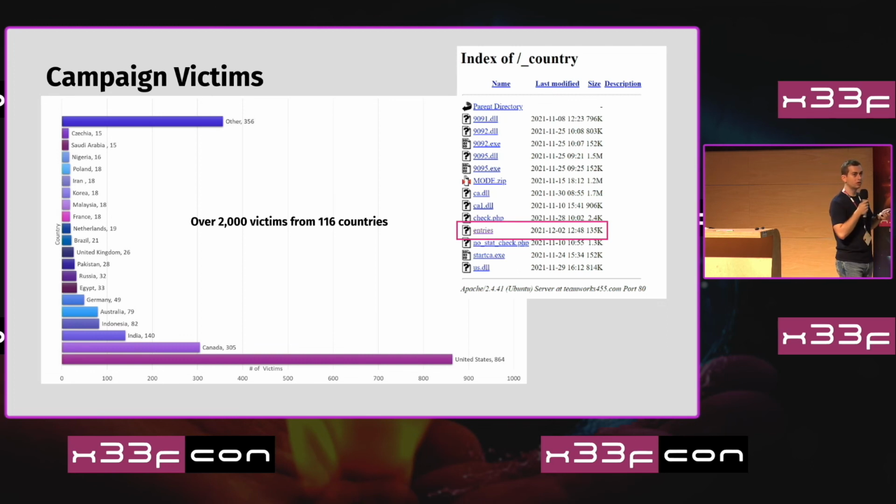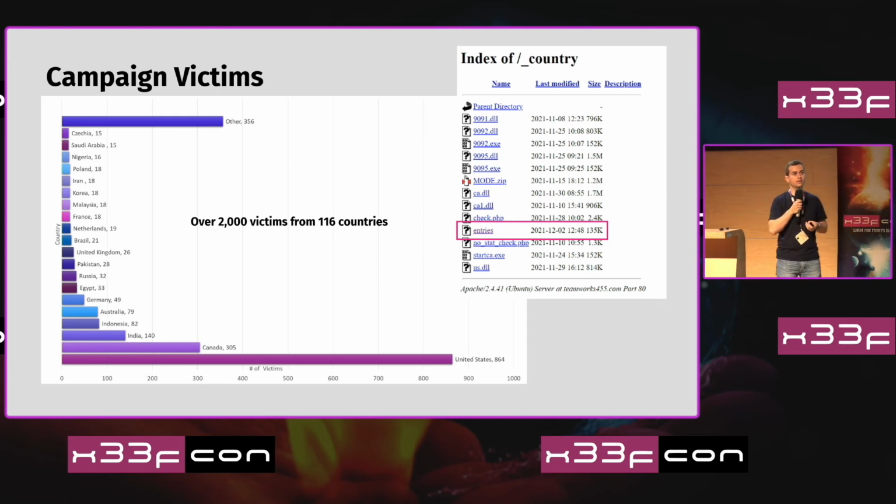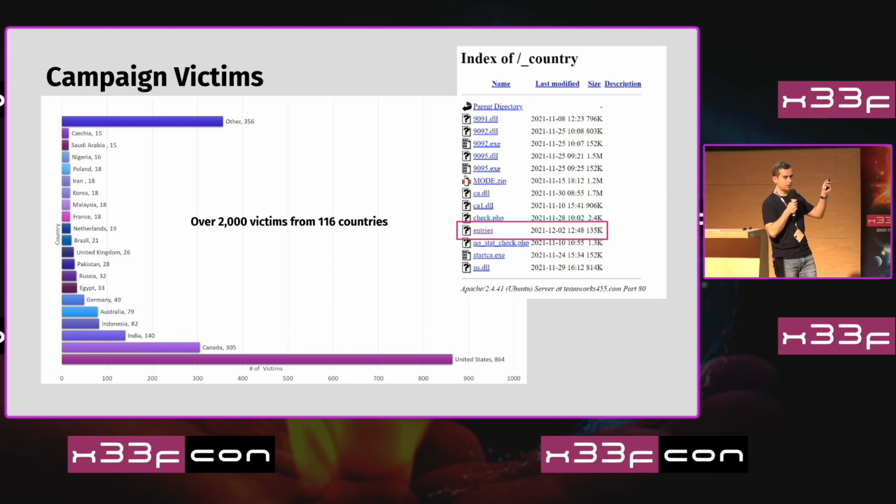It was basically a log of all of the infected machines that they were able to infect. For each machine, it had the date and time of infection, the IP address, country, and the user agent that was used in order to download the malicious files. So we parsed this file and created this graph.